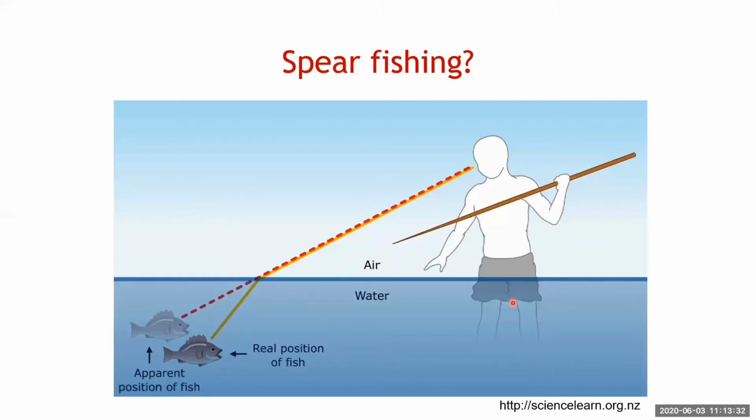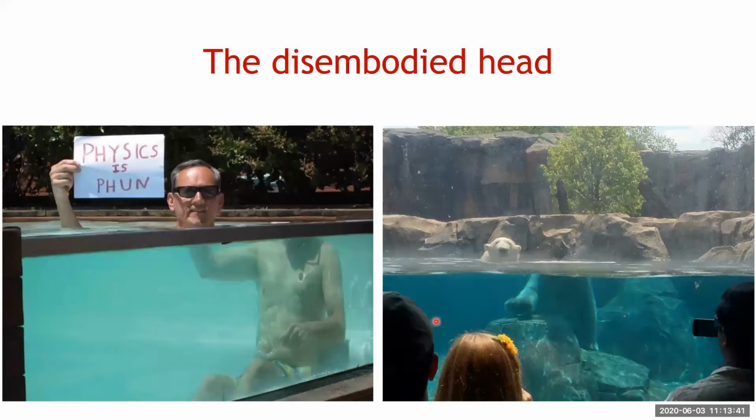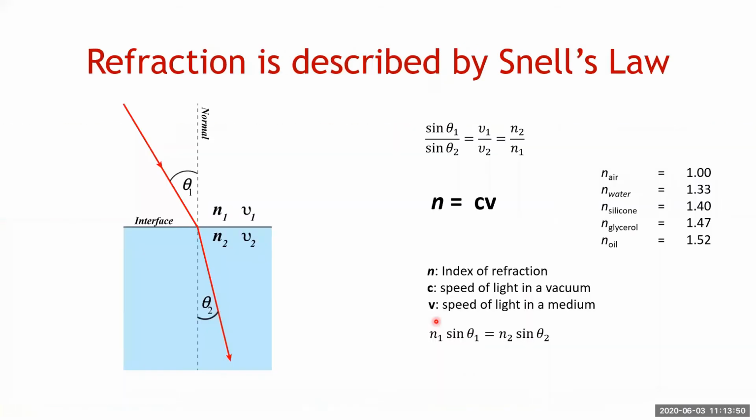Spearfishing, not something a lot of people do themselves, but if you're standing in water, you can see that your feet are not where they are supposed to be. One of my favorites, the disembodied head. It's a nice little example of refraction of light. So that's the concept that herds light in the direction that you want on a microscope.